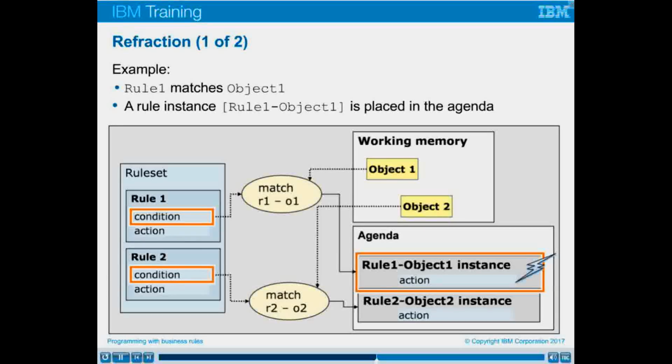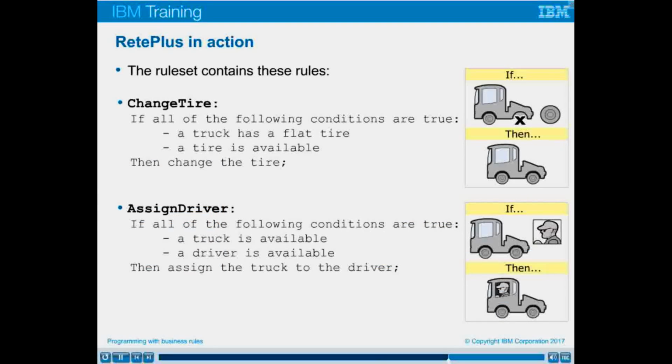To better understand how the rule engine behaves in the RETE+ mode, let's take a look at an example called trucks and drivers. The next slides illustrate the interaction between the rule engine, the working memory, and the agenda. You'll also see how rule chaining can be triggered when rules modify the state of an object. For this example, the rule project contains two rules, change tire and assign driver. Take a minute to read the conditions for these rules.